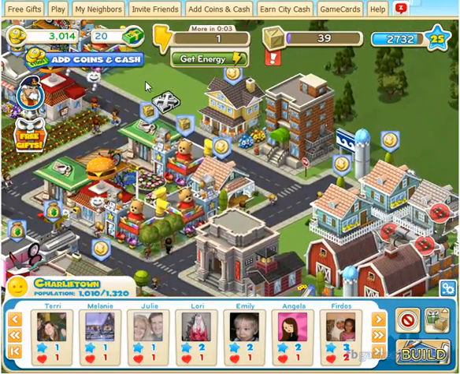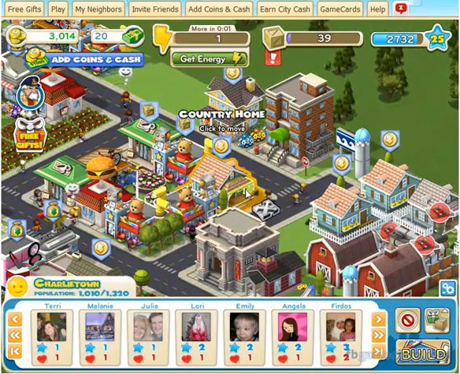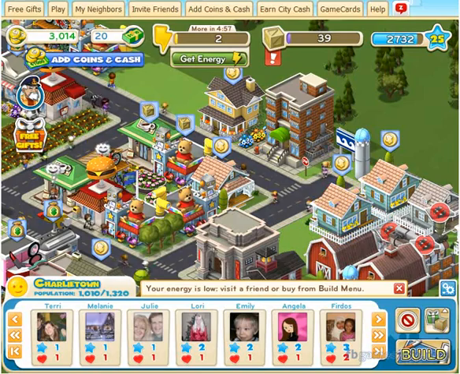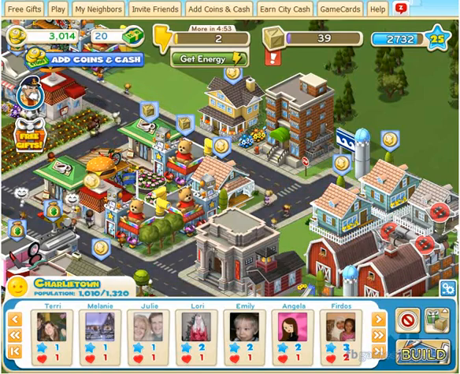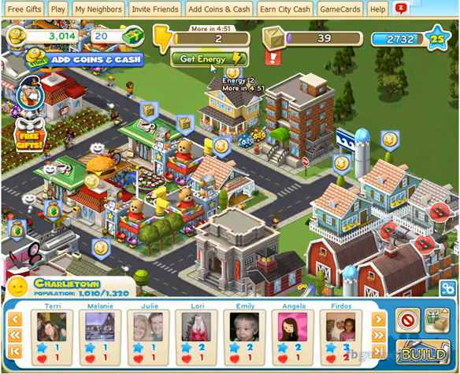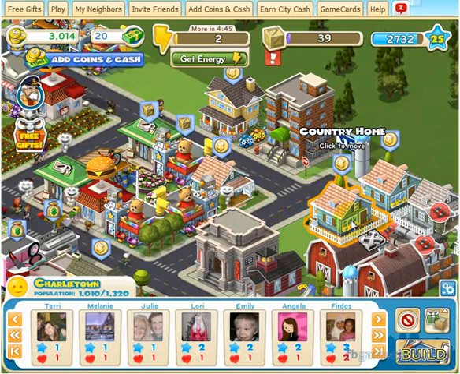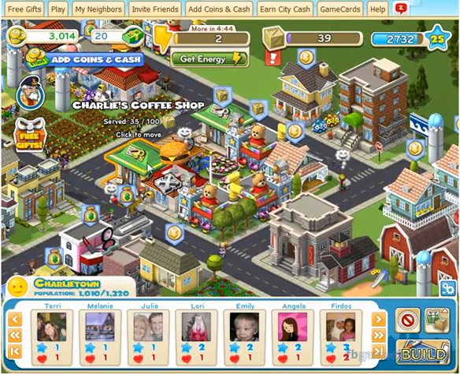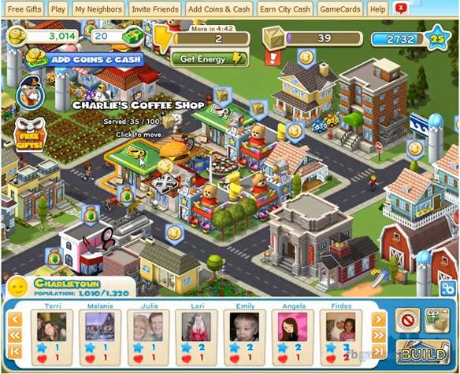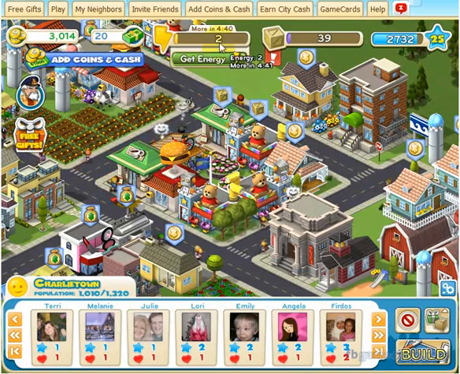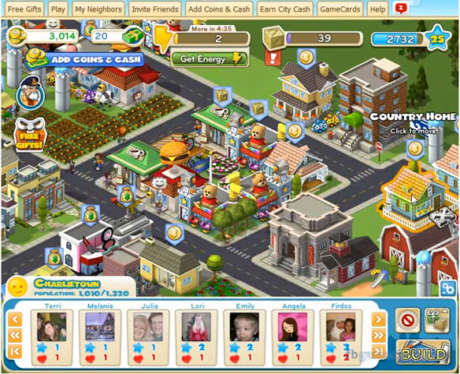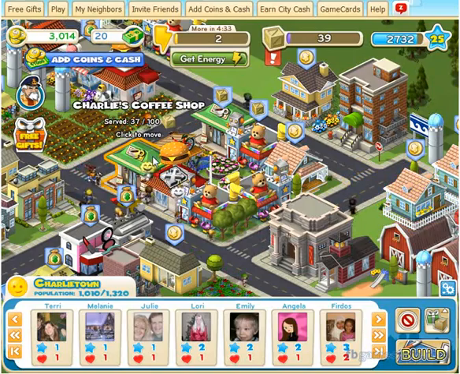The other thing is some things are worth more than others. For example, this is a country home, and the country home gives 10 coins every 5 minutes. So each time you click, it uses an energy and it only gives you 10 coins. Compare that to, say, this coffee shop, which gives you 100 every time you click on it. So basically, each click from energy gives you 100 here, or 10 here. You'd have to click on 10 of these to get the same as one click on here.